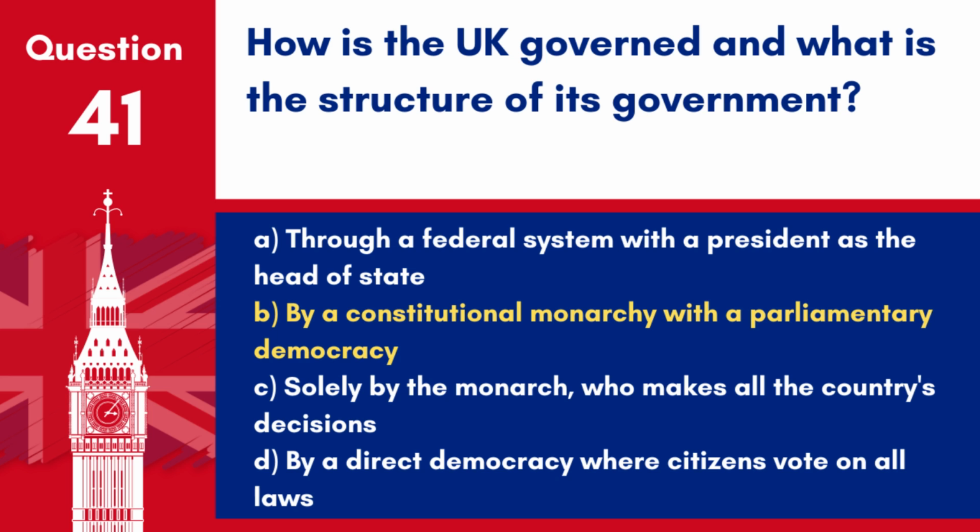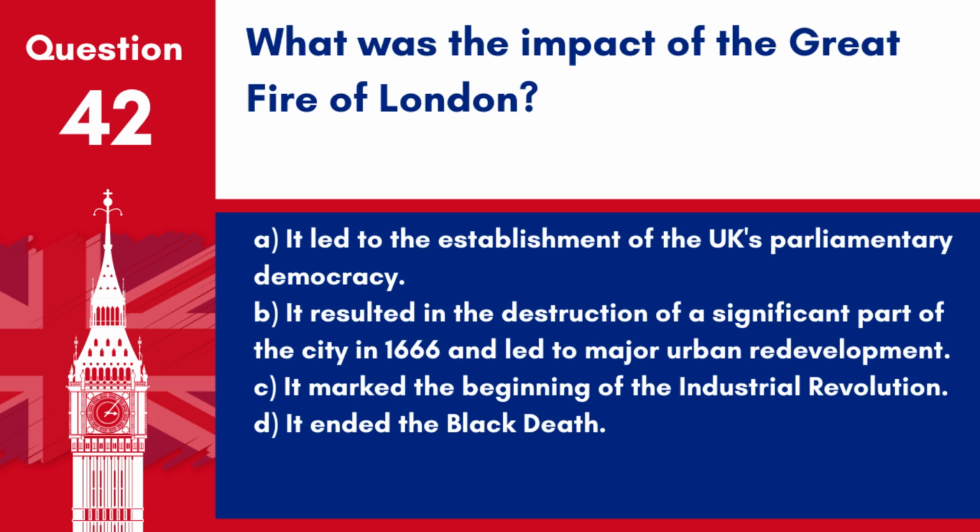Answer: B. By a constitutional monarchy with a parliamentary democracy. The UK is governed as a constitutional monarchy with a parliamentary system, where the monarch is the head of state and the Prime Minister is the head of government. Question 42. What was the impact of the Great Fire of London?